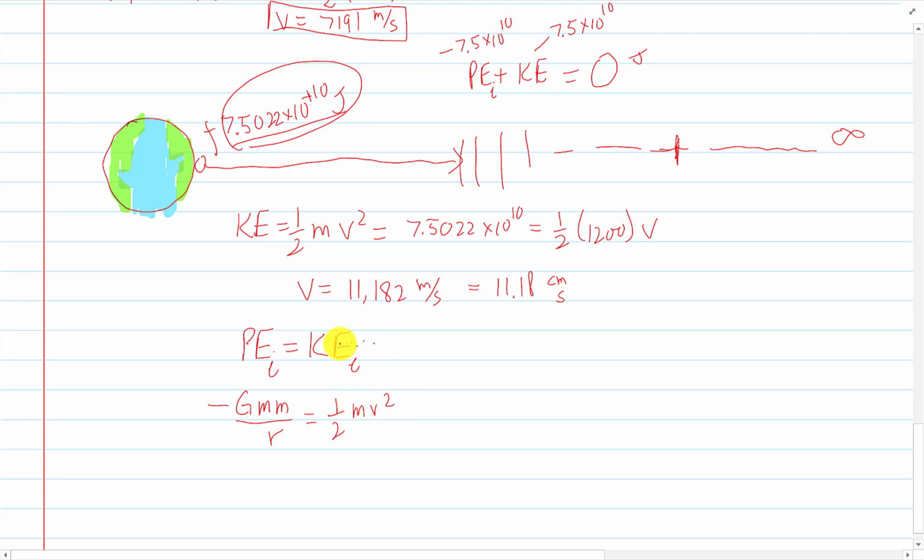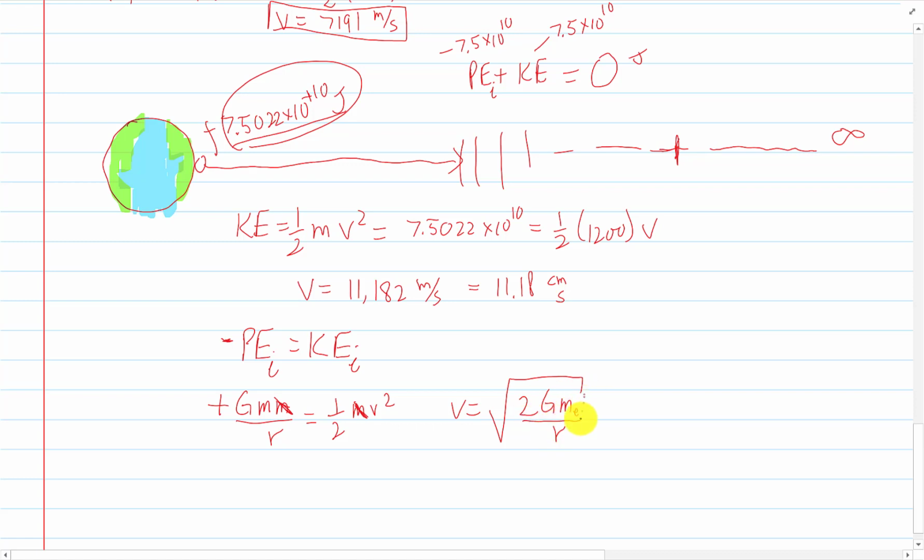Because when I add them together, I have to get 0. So when I put it over there, one becomes a negative, and that cancels that negative. The mass of the object doesn't matter. And then V is going to equal the square root of 2GM of the Earth over r.